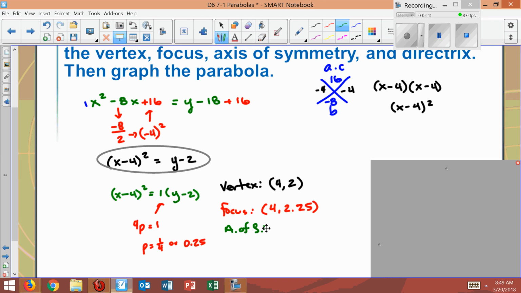And so to find your axis of symmetry, you look at what value is staying the same. In this case, the x. So I'd say that x equals 4. And then finally, my directrix.